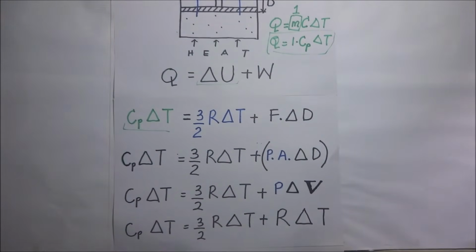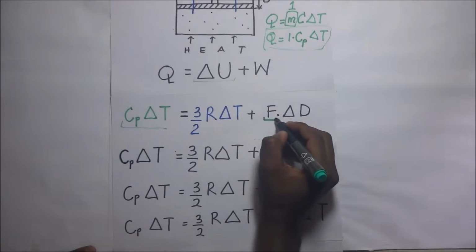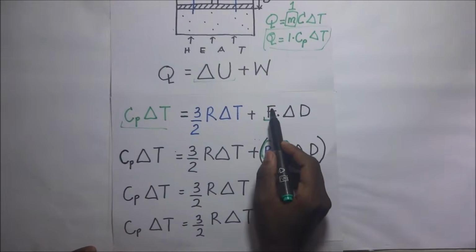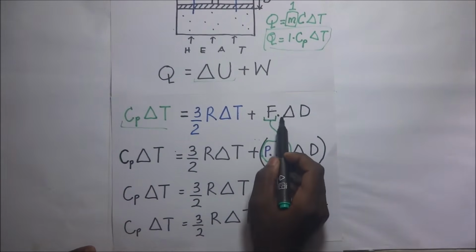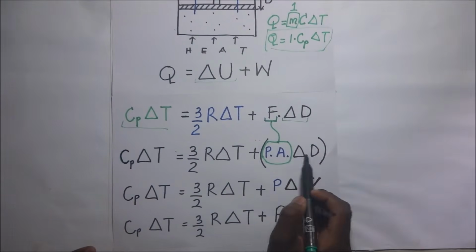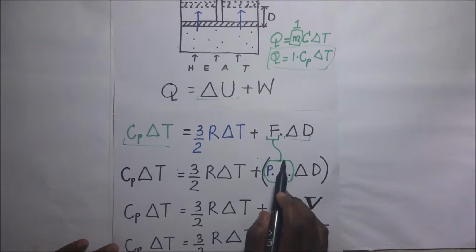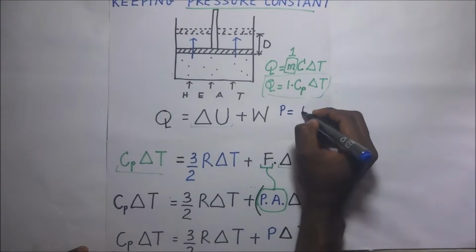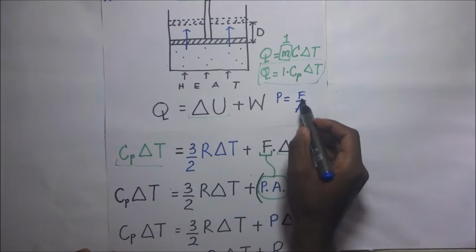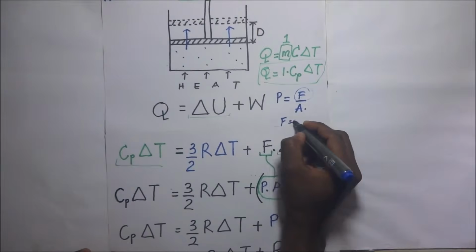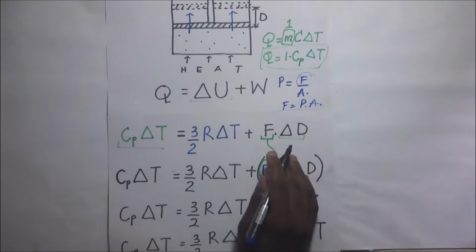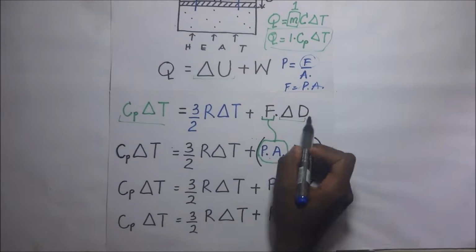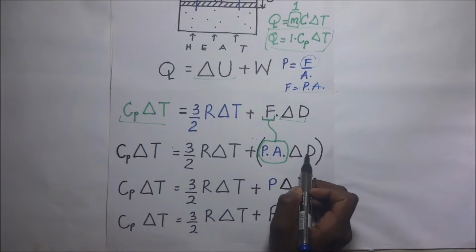times distance. If you look at this, our value of force has been expressed in terms of P times A. Our force is pressure times area, times the change in the distance. Now, where is this coming from? We all know that pressure is the force acting normally per unit area, so pressure is equal to force over area. When we make F the subject of the formula, F becomes pressure times area. And that's how we substitute for the value of F. So this is pressure times area times change in the distance.